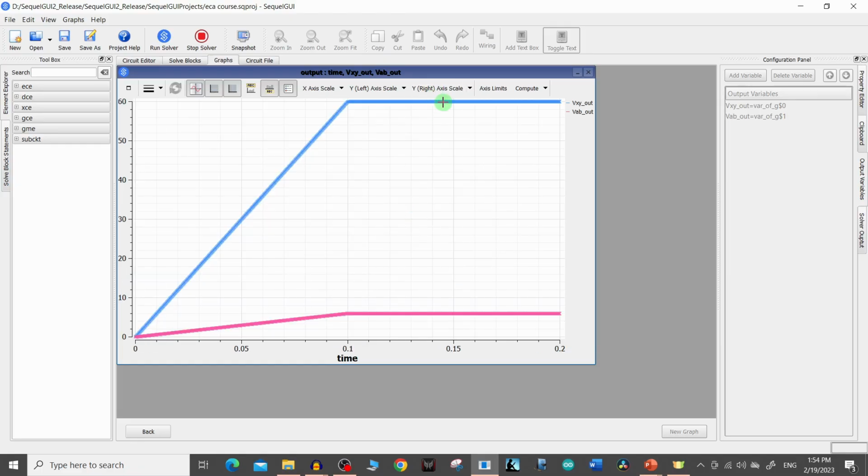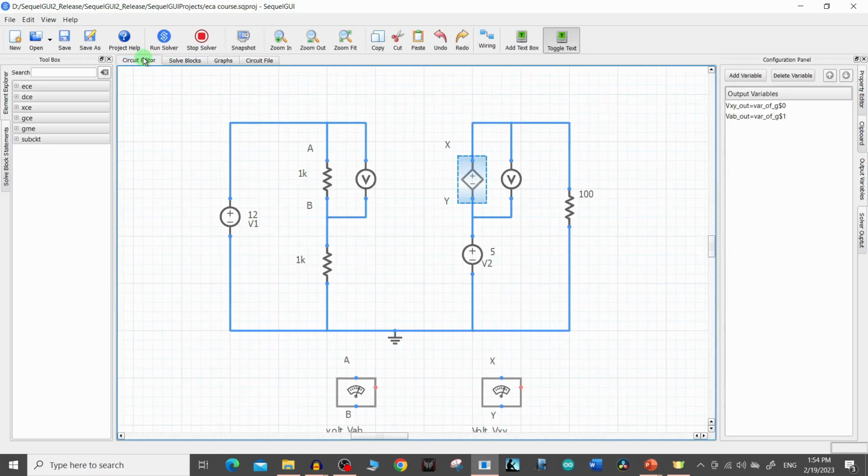So I hope you have understood the concept of VCVS and dependent sources in general. In the next video, we will be starting some numericals.